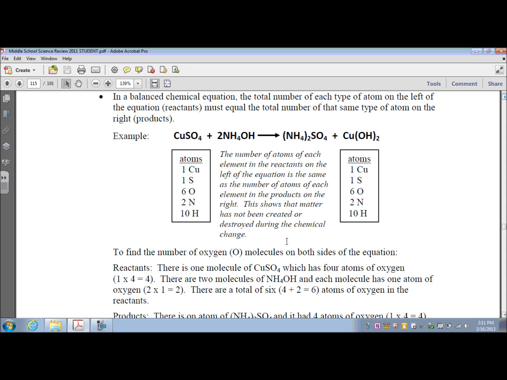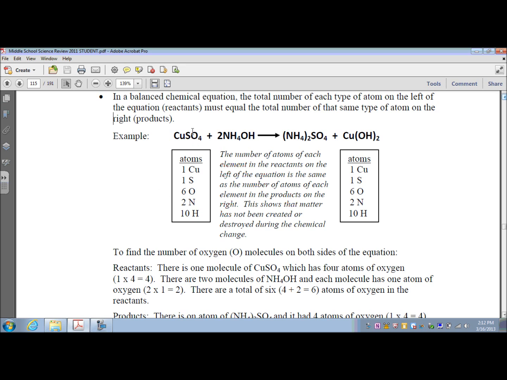To find the number of oxygen atoms on both sides of the equation, in the reactants, there's 1 molecule of CuSO4, which has 4 atoms of oxygen, because that 4 is distributed to the O. So there are 4 oxygen atoms. There are 2 molecules of NH4OH, and each molecule has 1 atom of oxygen. There's a total of 6 atoms of oxygen in the reactants.